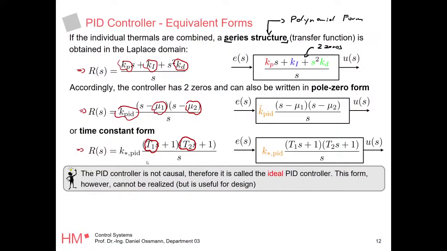One problem you might see here: this PID controller is not causal, right? So it's actually not realizable because we have more zeros than poles. Here you see it. We have a second order polynomial in the numerator and a first order polynomial in the denominator. So you cannot build this controller, you cannot code this controller, and this is why this controller is called the ideal PID controller.